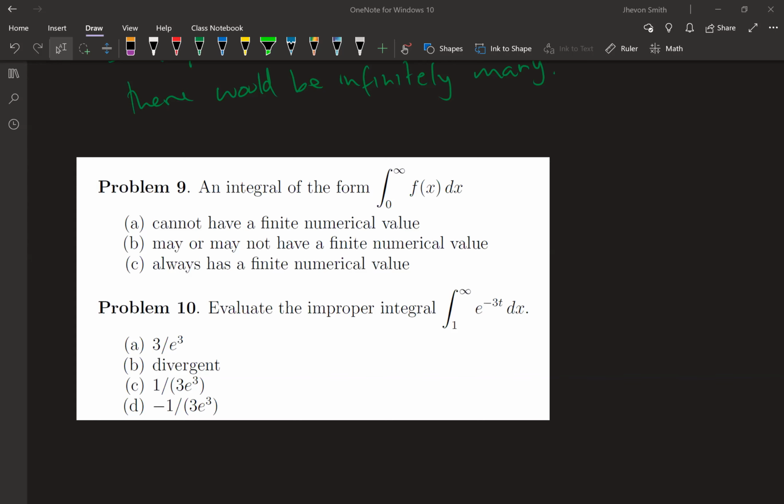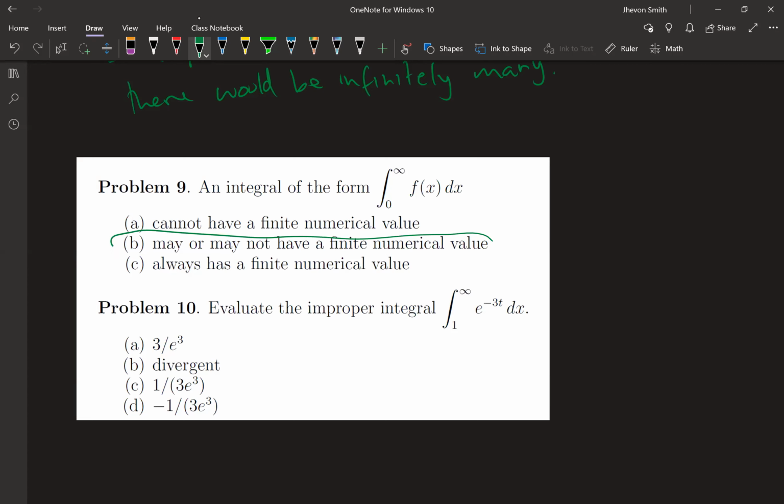So far, 100% are going with the may or may not. One person going with it always has a finite value. Future engineer hopeful. And we also have one person thinking that it can never have a finite value. It's always going to go off to infinity. Okay, let's stop there. So we have 8% going with option A, 85% going with option B, and 8% going with option C. The answer is, surprisingly, option B.